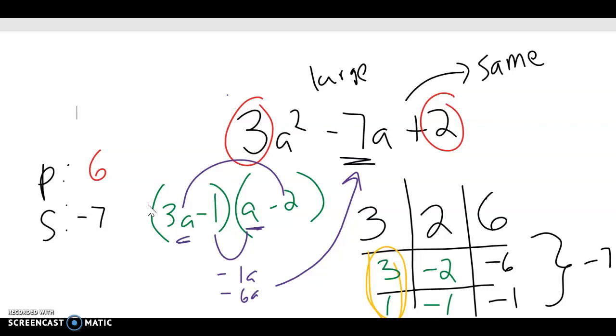So if I'm looking for a product, I need the first times the last. That gives me my product. My sum is my middle term. Leave negatives out of here. If you're going to need a negative to make your tic-tac-toe truthful, then they show up in the middle column.